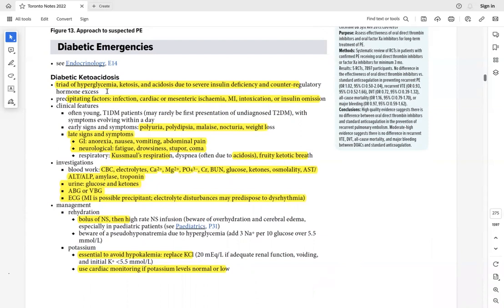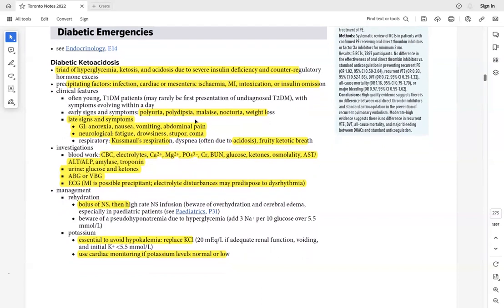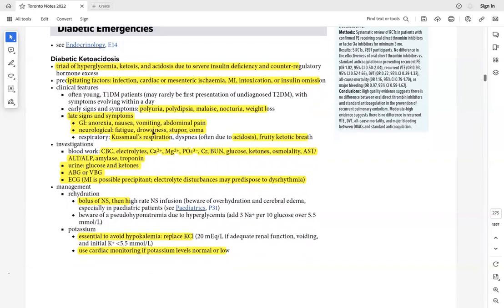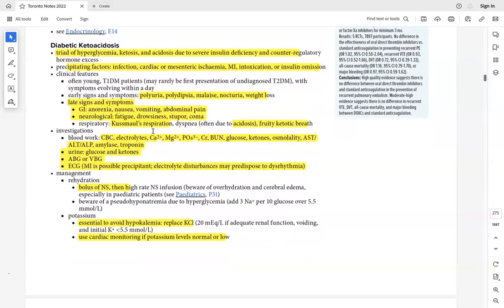The triad of hyperglycemia, ketosis, and acidosis due to severe insulin deficiency and counter-regulatory hormone excess. Precipitating factors are infection, cardiac or mesenteric ischemia, MI, intoxication, or insulin omission. What are the signs? Polyuria, polydipsia, malaise, nocturia, maybe some nausea, vomiting, abdominal pain, signs of dehydration, fatigue, stupor, coma. All of these are the signs and symptoms of DKA.